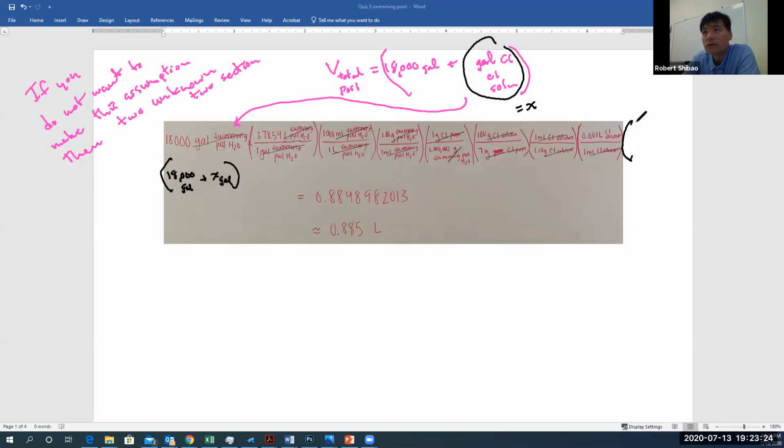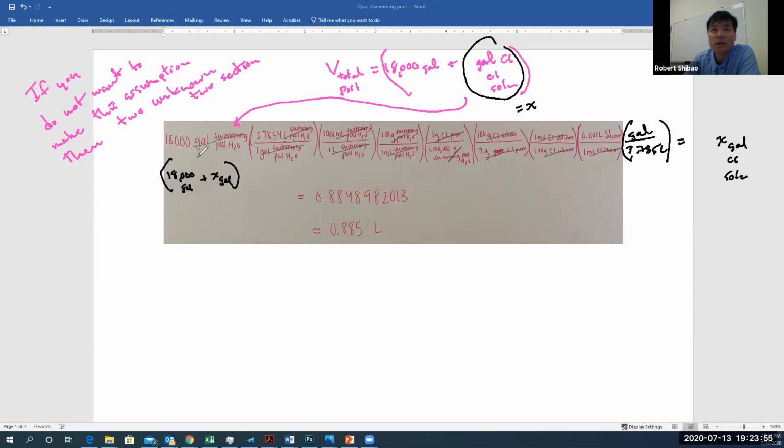And the one more conversion here is we're going to go from liters to gallons. So 3.785 liters is equivalent to a gallon. And so liters will cancel liters. That leaves me with gallons of chlorinating solution. That's X. Gallons of chlorinating solution. So we have X in one equation.